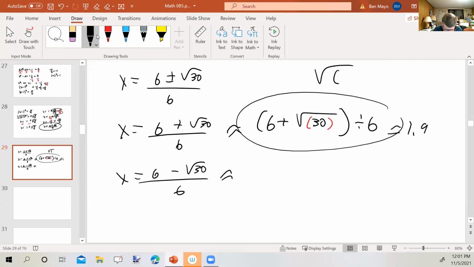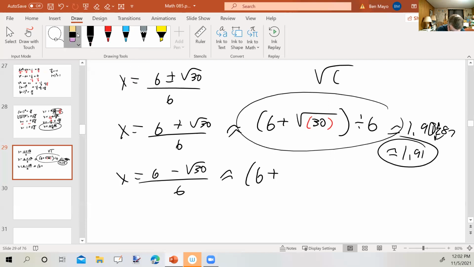1.9128, etc. But it said to round to the nearest hundredth. So that's the hundredth spot. The 2 would round down. So 1.91 would be one of the answers. And then 6 minus the square root of 30. Again, that extra set of parentheses there.